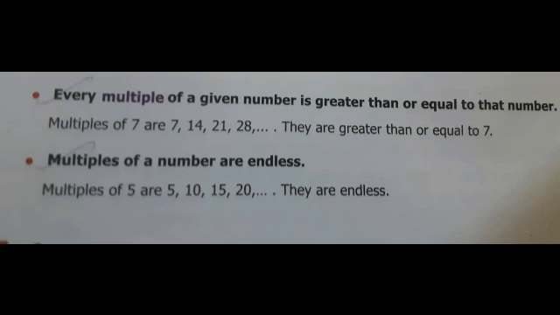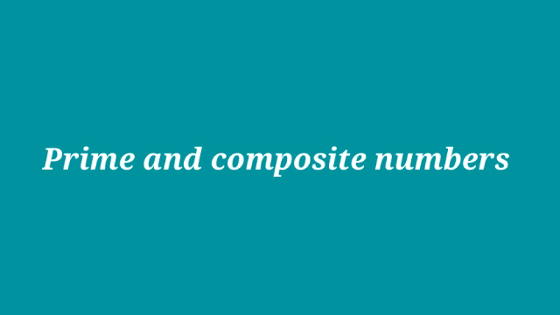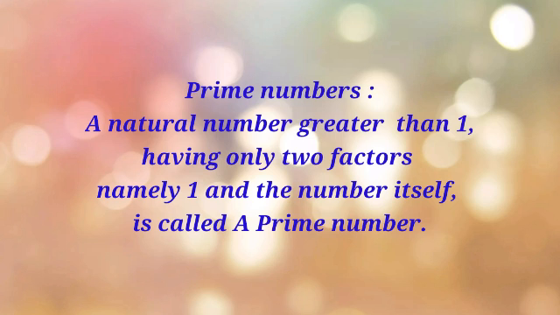Shall we move to the topic numbers? Today we are going to see about prime and composite numbers. What is called a prime number and what is called a composite number? A natural number greater than 1 having only two factors, namely 1 and the number itself, is called a prime number.